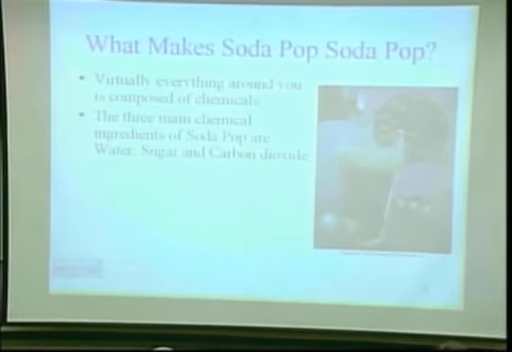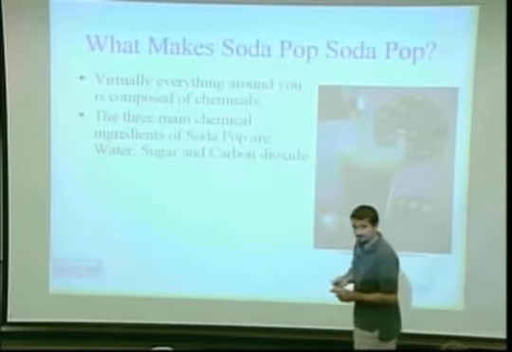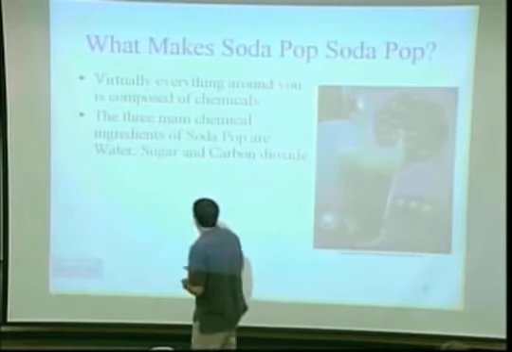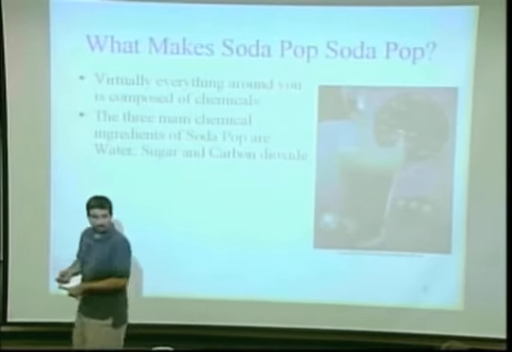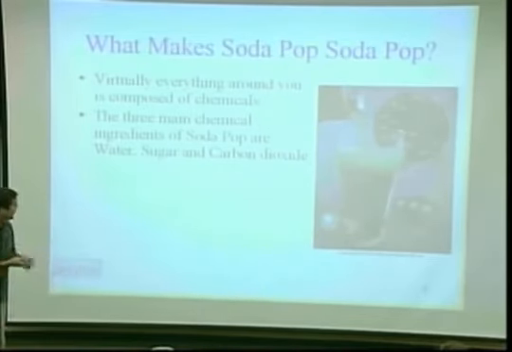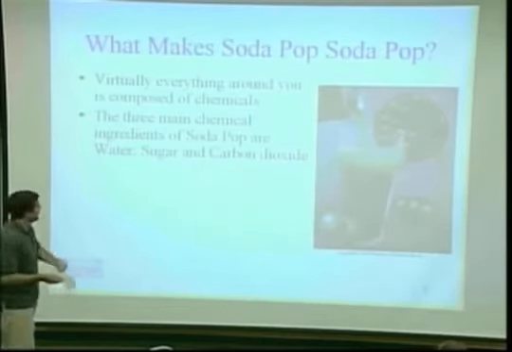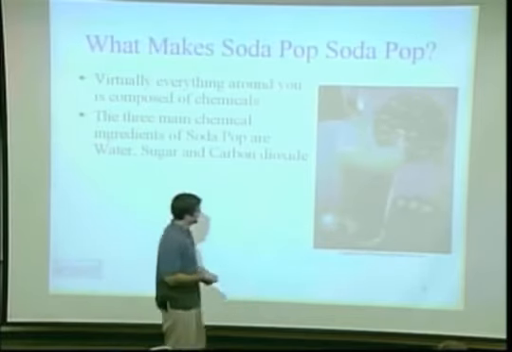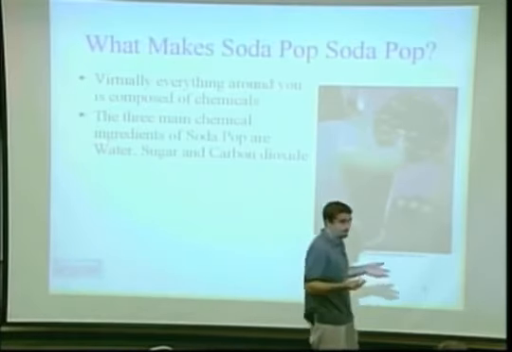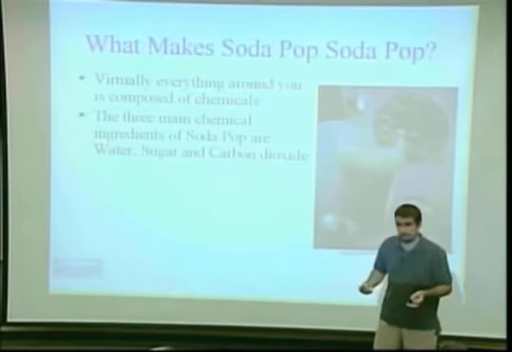Okay, so let's just take the three main chemical ingredients of pop. We've got water, sugar, and carbon dioxide. We know water is H2O, right? Sugar is going to be a bigger molecule, C11H22O11. That's going to be sucrose. Actually, in this case, fructose. High fructose corn syrup, right? Good stuff. And carbon dioxide.